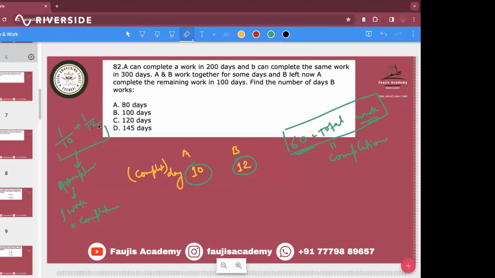Wherever you have studied this method, forget it. Only in the very worst of situations will we go ahead with it, right James? So now we have assumed 60, which is the LCM of these two numbers, A and B.